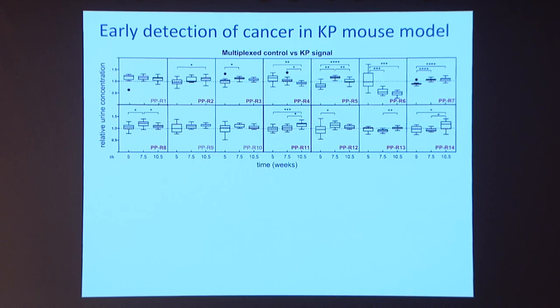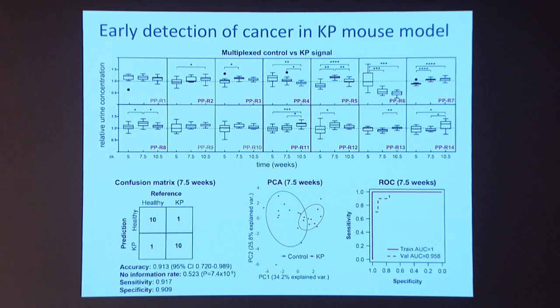So this is a lot of data, and I won't walk you through all of it, but you can use basically these 14 probes over time in KP mice, so 5 weeks, 7.5 weeks, and 10.5 weeks, and ask how early could you classify tumors in these mice who look otherwise normal, who don't actually have CT-detectable tumors until about 10 weeks of presentation. And the answer turns out to be at about 7.5 weeks, you can get about a 92% sensitivity and a 90% specificity using these 14 probes.